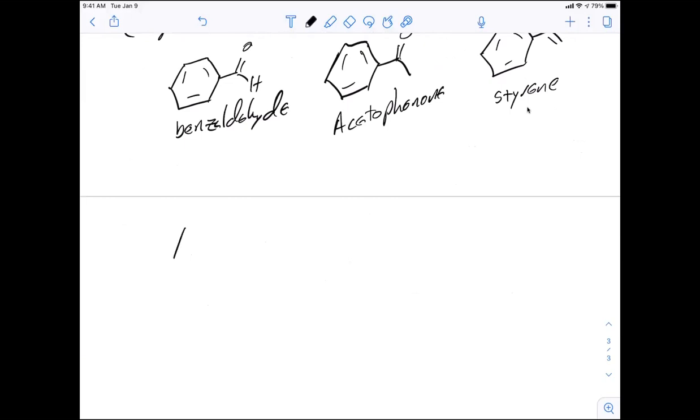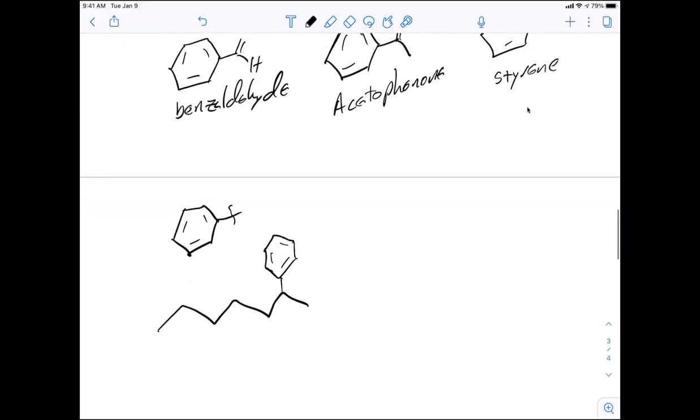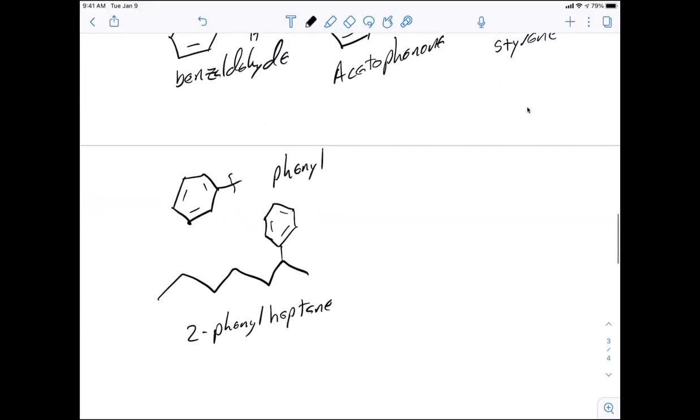You can also have benzenes attached to something. So if I had a big long chain like this, instead of naming it as a big long chain and the benzene, I'm going to name it as a big long chain with the phenyl group. The phenyl group is known as phenyl. So this would be 1, so this would be 2-phenylheptane.